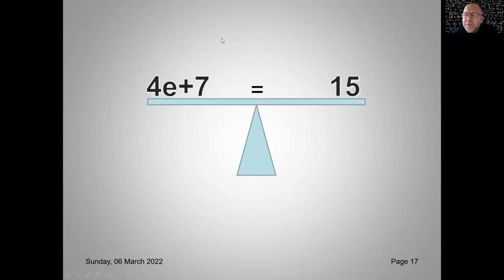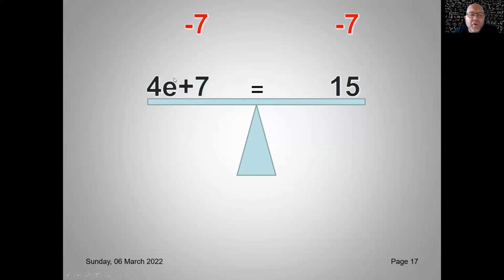But sometimes we can't do it in one step. Sometimes we need 2 or more steps to solve our missing letter. So here we've got 4e plus 7 equals 15. Now I'm going to start by getting rid of the +7. So to do that, I'm going to take away 7. But I need to do the same to this side.